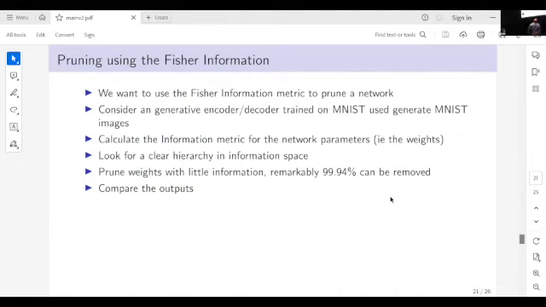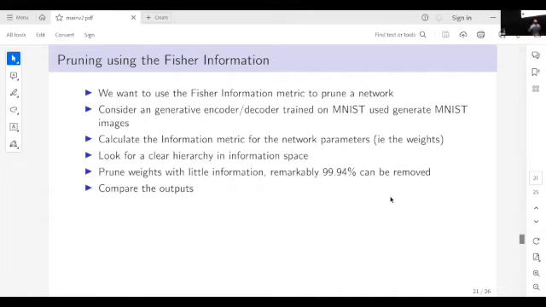We have a generative encoder decoder trained on MNIST. That's why I don't have cats. I'm going to have sevens and stuff. And I'm not going to tell you what the encoder is because that has some interesting properties that we're not quite finished exploring yet, but I'll discuss it later if somebody wants me to. And we're going to calculate the Fisher information for the network parameters, which are the weights, which is a big compute task, but you can do it because we're just doing MNIST.